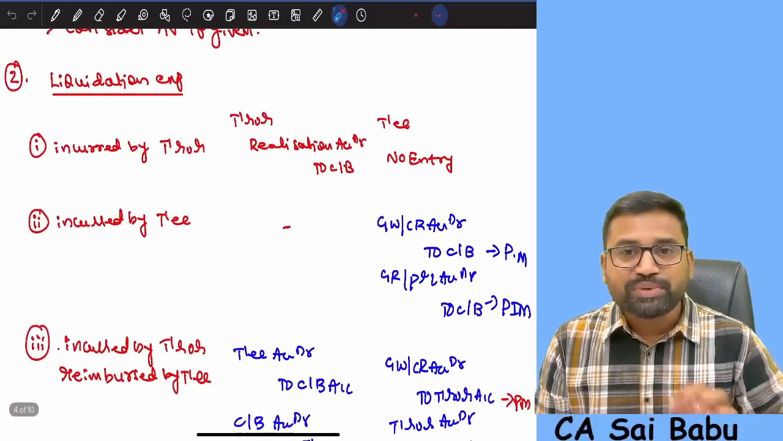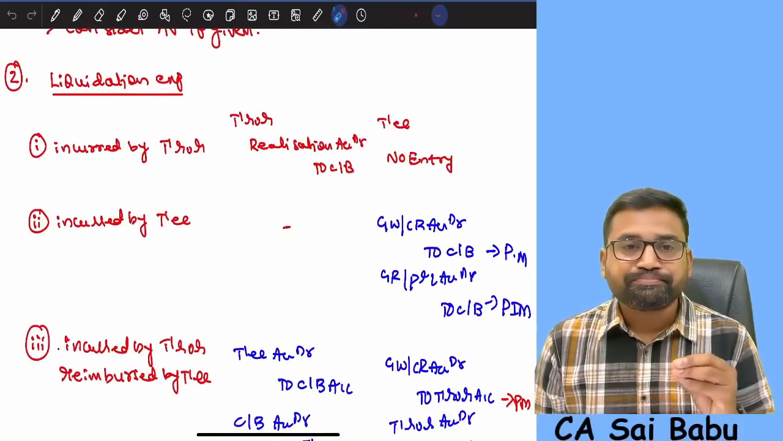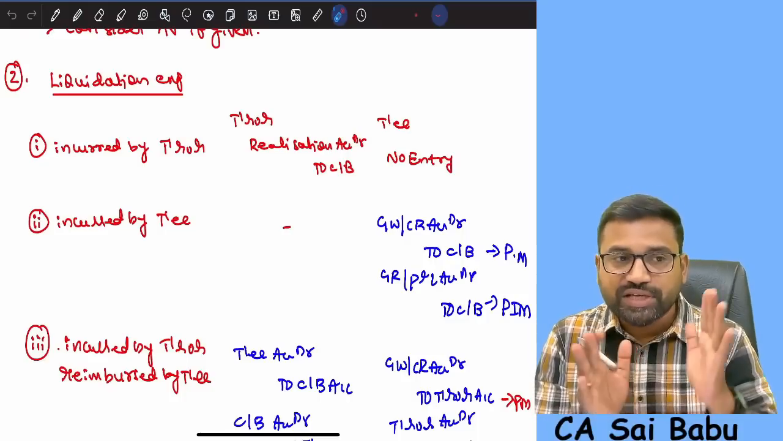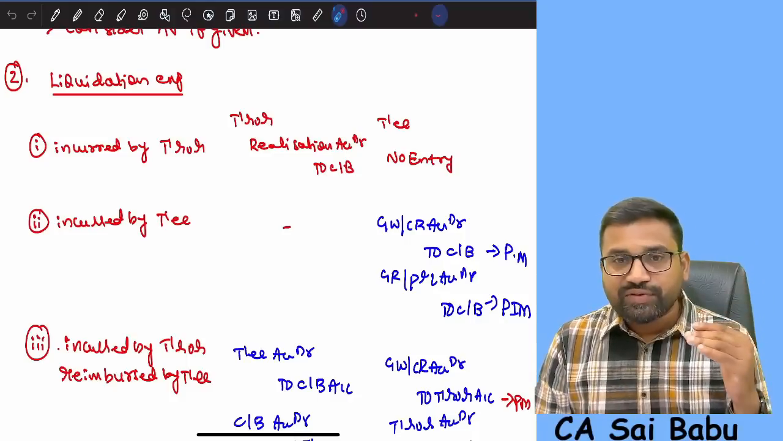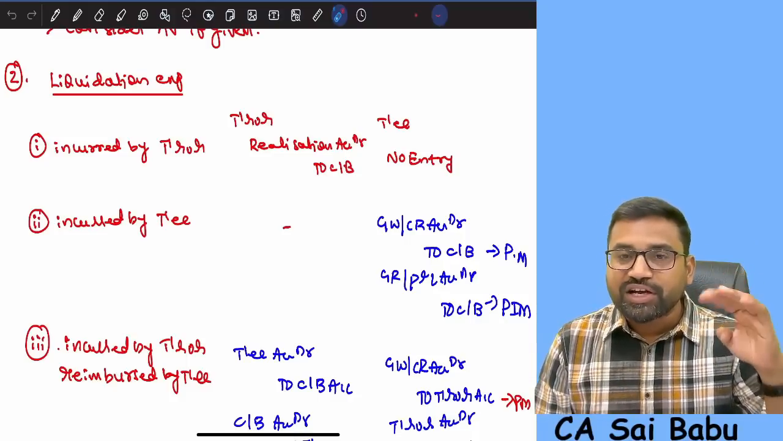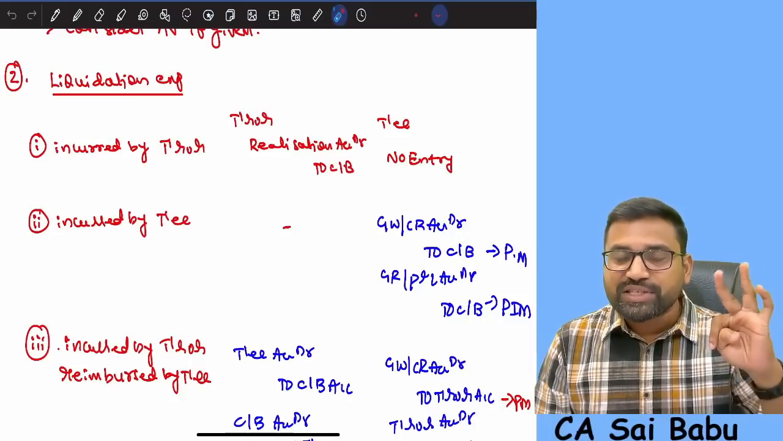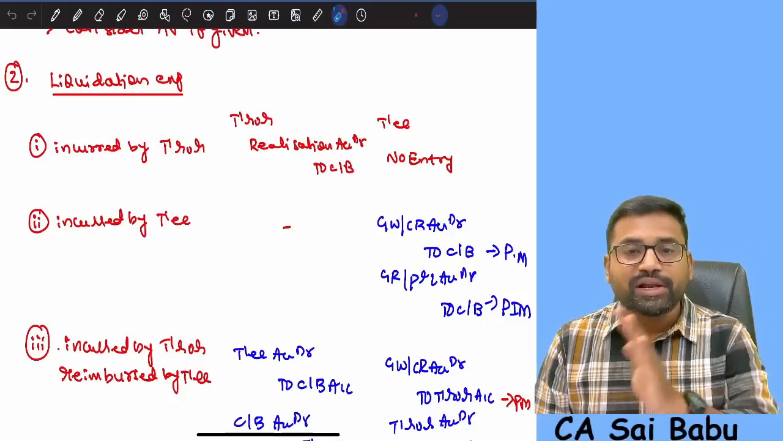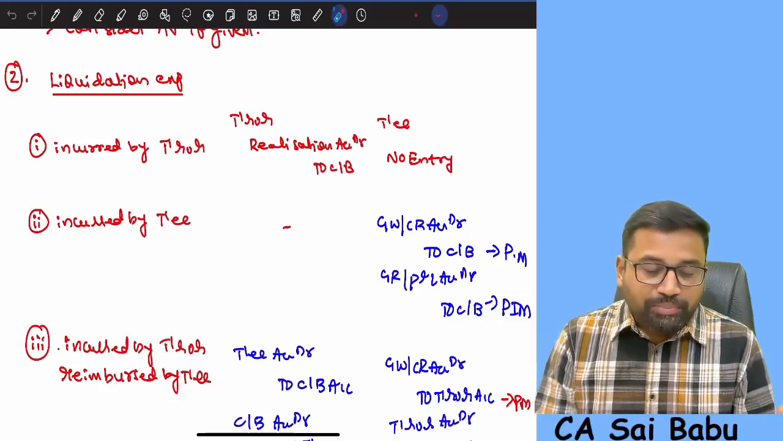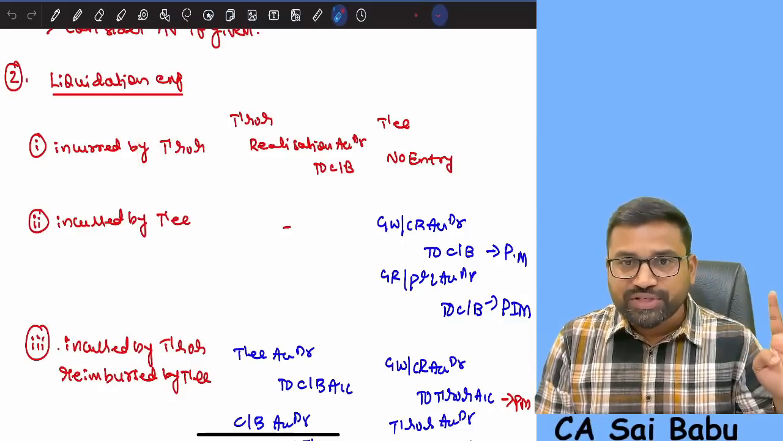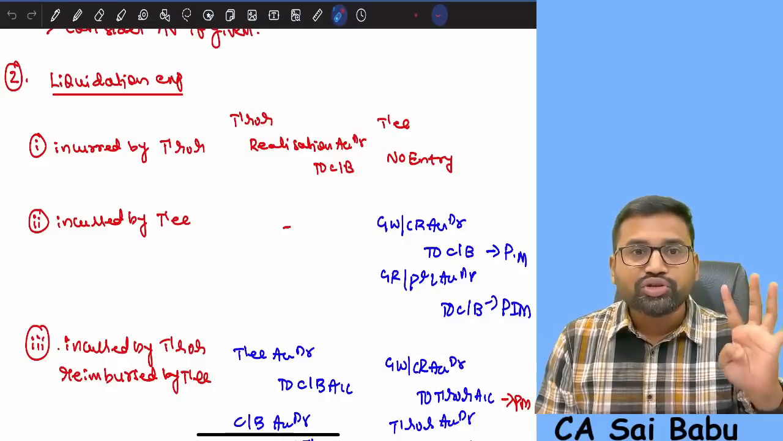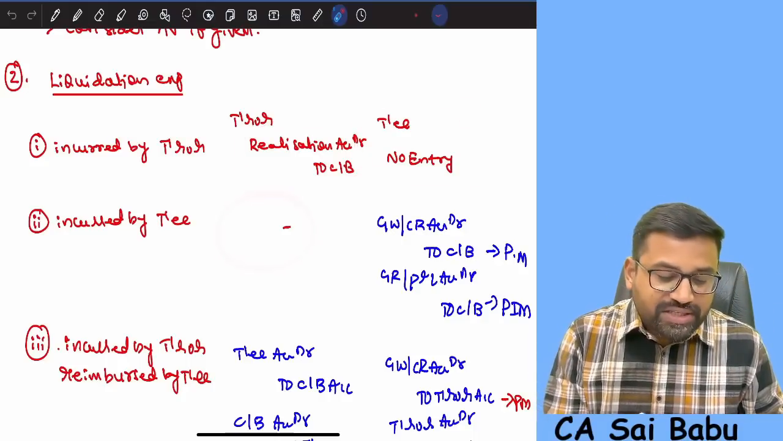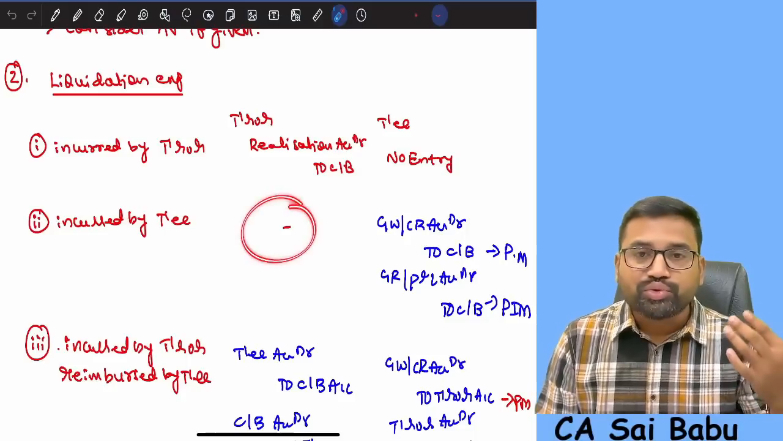Next, liquidation expenses is another important item. Very simple only. As far as the liquidation expenses or realization expenses at the time of amalgamation, 3 cases will come. First, liquidation expenses incurred by transferor himself; second, liquidation expenses incurred by transferee; third, sometimes liquidation expenses incurred by transferor but reimbursed by transferee company. Suppose liquidation expenses are incurred by transferor himself, realization to cash or bank. In the books of transferor and transferee, no entry will be recorded. Suppose liquidation expenses are incurred by transferee, then in transferor books, no entry will be recorded.